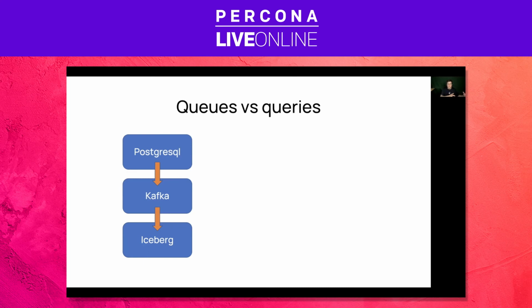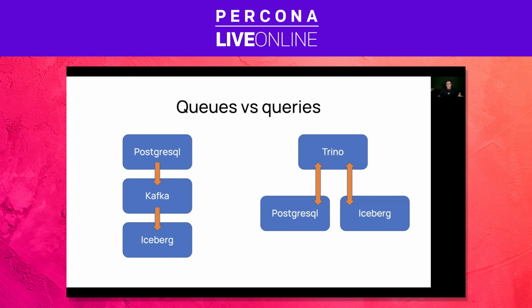But if you know that part of your data fits really well into Postgres, and then a bunch of your data is just going to fit better in Iceberg, you can put a queue in the middle. You can now do some of your reads off of Postgres, some of your reads off of Iceberg, and you'll be a happy clam.